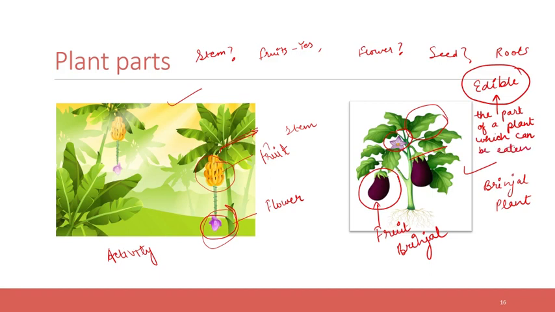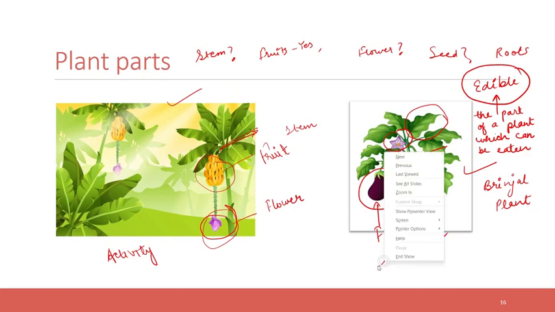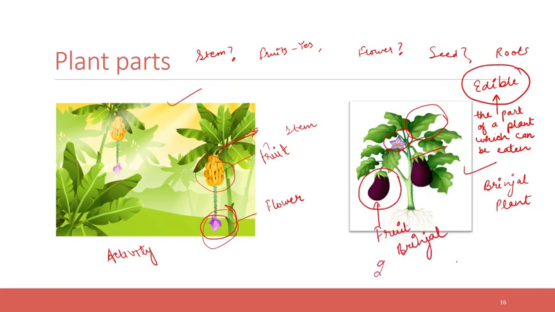So, edible means the part of a plant which can be eaten. What we find out is that we can eat two or more parts of some plants, but not of every plant, right? You also have to think of two plants whose only one part can be eaten, correct?